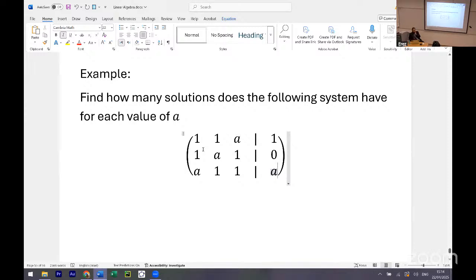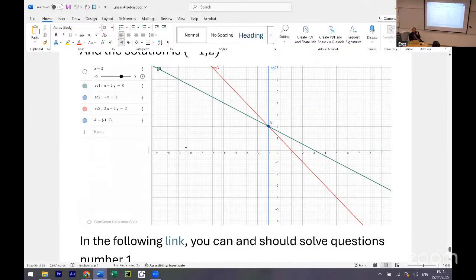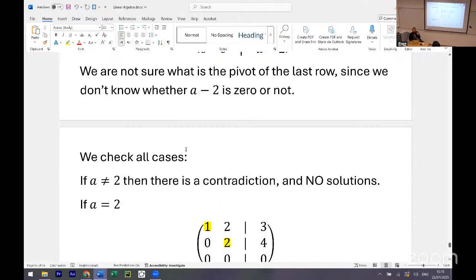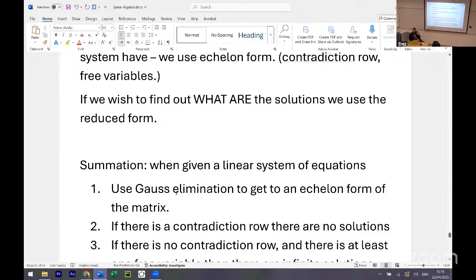So this is the system geometrically. These are three planes. I hope to stand by my word this time and not draw it in GeoGebra and just solve it algebraically. So what do we do? What is step 1? We go to Gauss elimination. That's the first thing we do. Use Gauss.